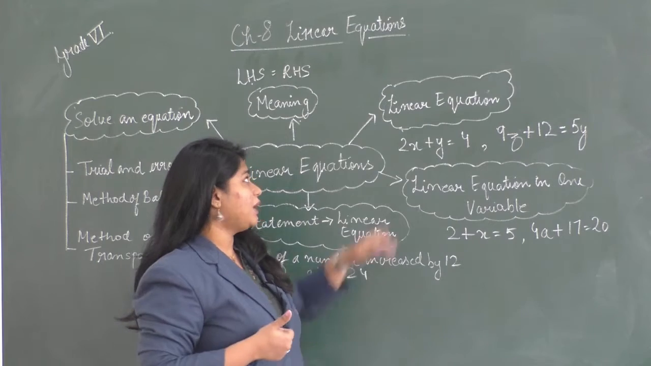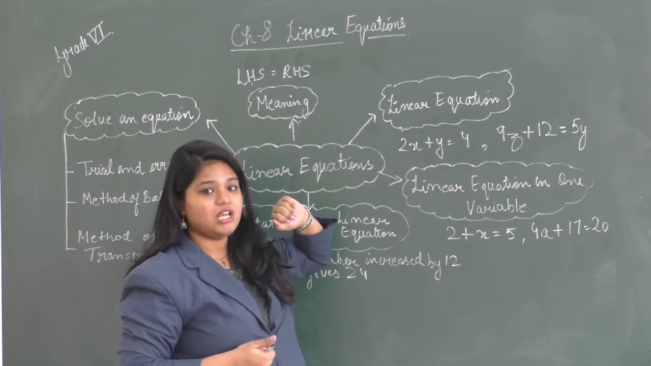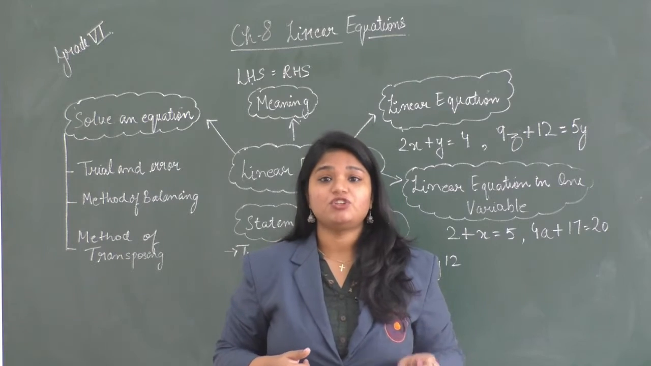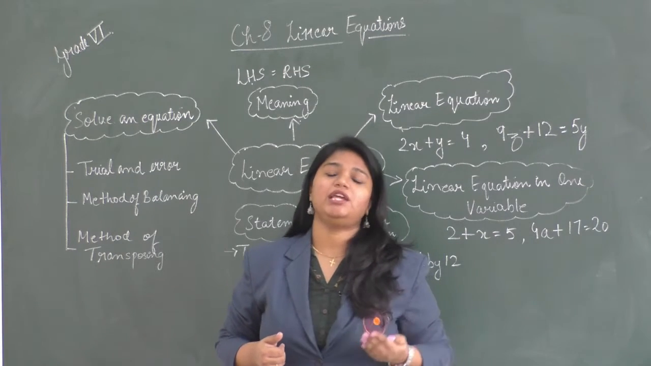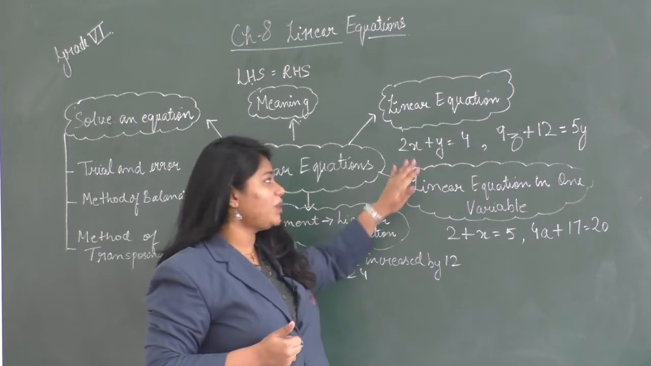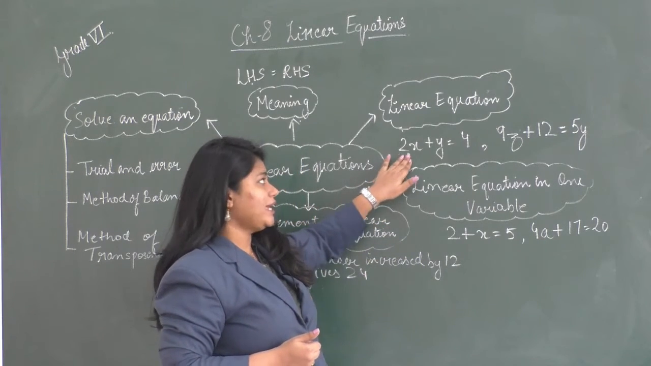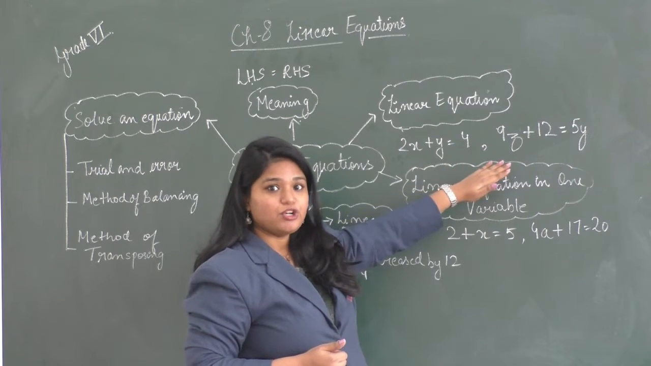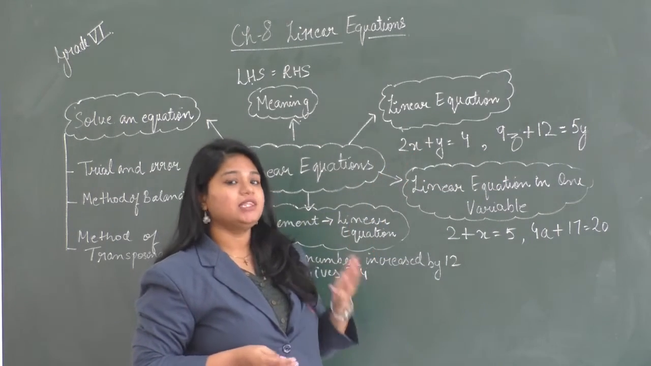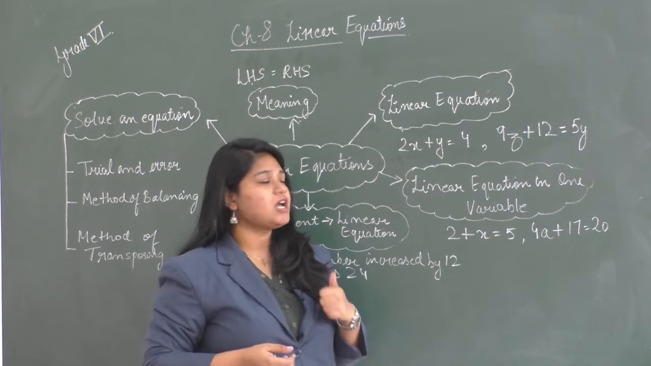Next we learned about linear equations. Now linear means 1. So an equation where the highest power of the variable is 1 is known as a linear equation. Here we have two examples. 2x plus y equals 4. Here the power of x and y is 1. When nothing is mentioned, we assume that it is 1.